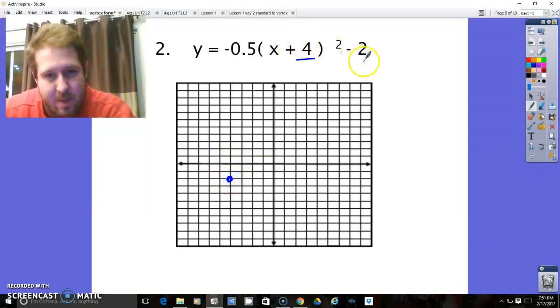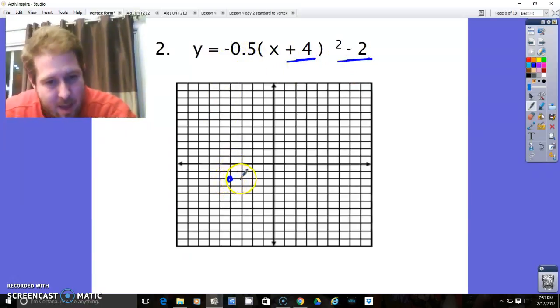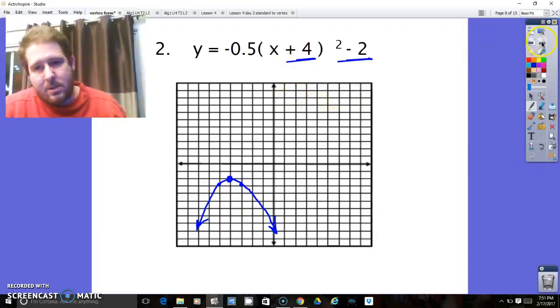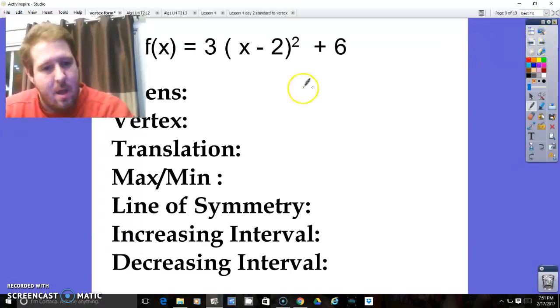So there's the vertex right there. That's left 4, down 2, and then it's going to be facing downwards because that's negative. That means that every term next to it is going to be half as big. Now, I kind of missed that a little bit. It's going to be a little bit wide. It's going to look something like that. All right, so there's some practice doing that.